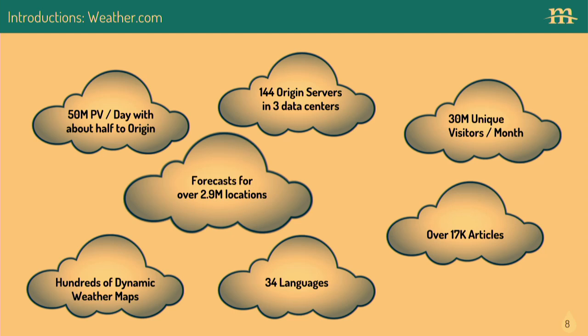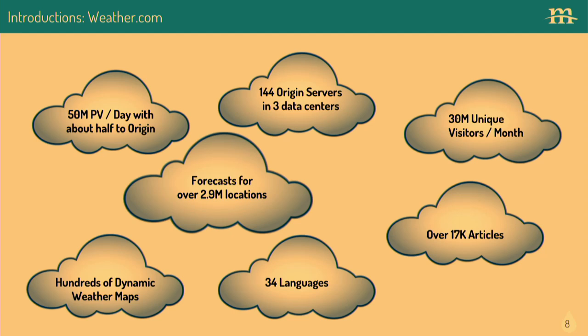Weather.com has a lot of things that make it a really unique site. At the time of its launch, it was the highest traffic Drupal site in the world. I don't know if that's still the case or not. These are some of the metrics they brought to us from their legacy platform, before they converted to Drupal. And as you can see, they didn't have much of a caching strategy at all. They had an average of about 50 million page views per day, and about half of those were going all the way to their origin servers. So they were using 144 origin servers in three different data centers, which on an average day was okay.